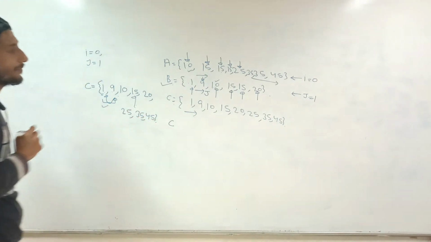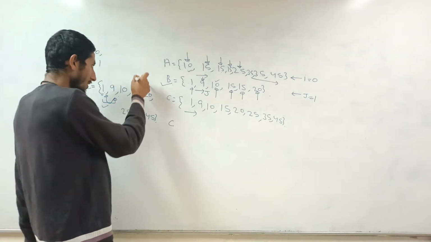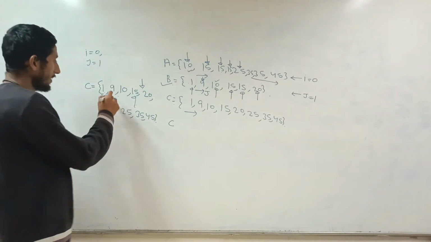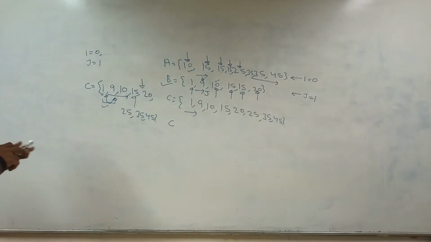Okay, so what is the approach? First of all, just pick the element you want to copy, but before putting it inside the array, you have to check whether it is present in the array or not. Okay, so I have explained the algorithm, and let me design the program first.